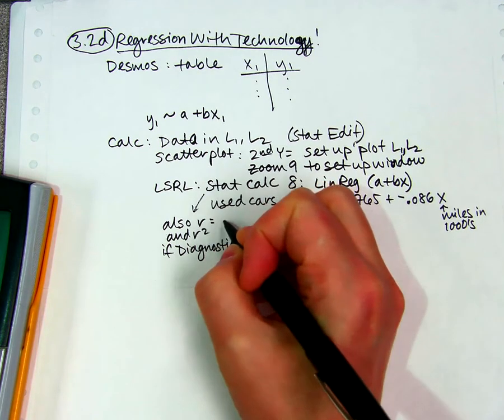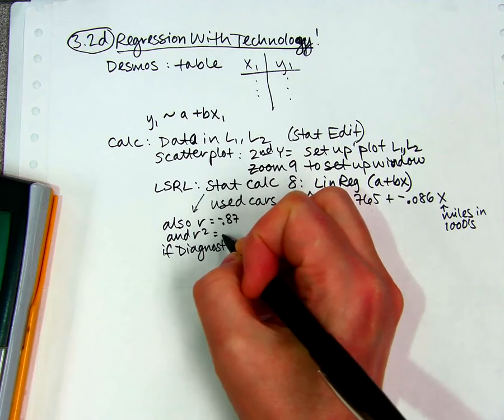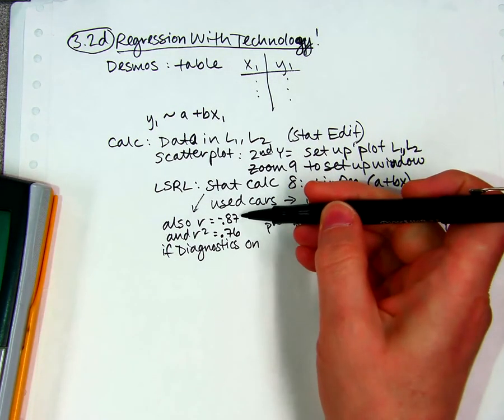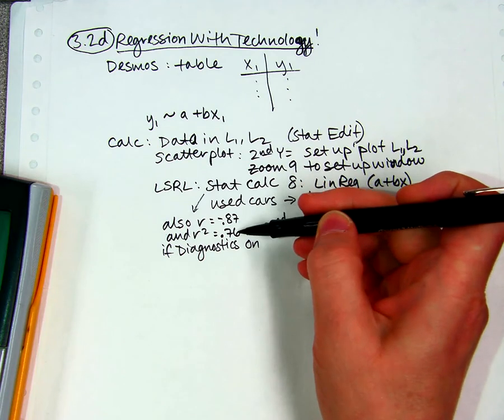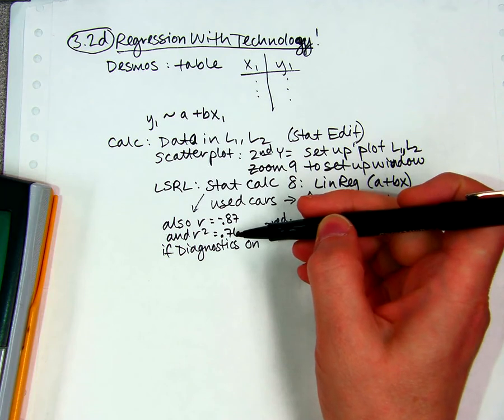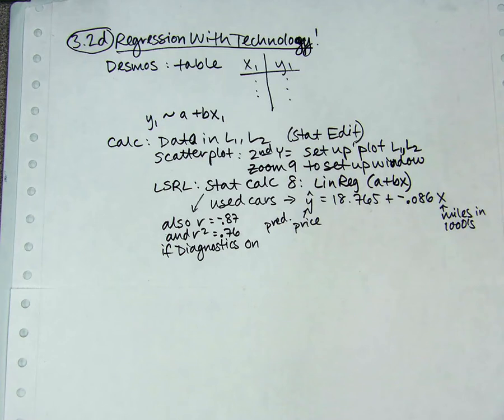So R happened to equal negative 0.87, and R squared happened to equal 0.76. And remember, we talked about R telling you the strength and the direction. That negative is important for the direction. R squared is the percent of the variation that can be explained by the line. And so that's 76% of the variation in price explained by the miles. So I wanted to review that too.